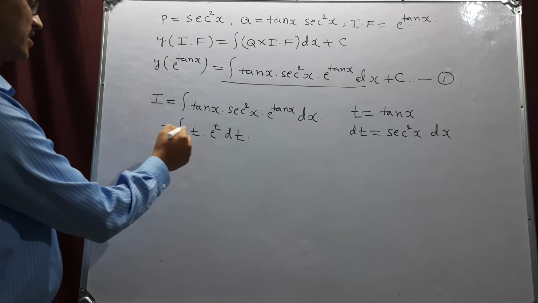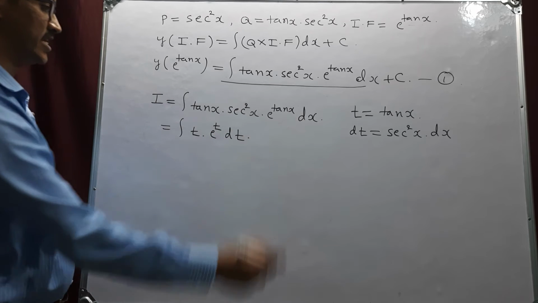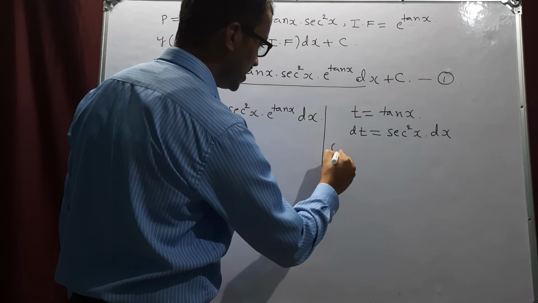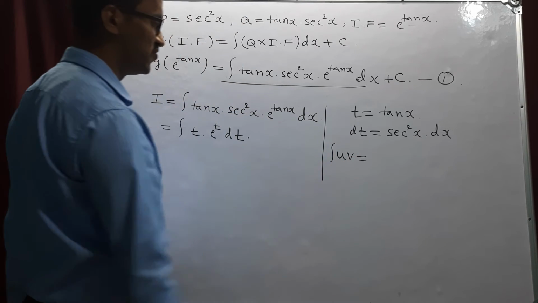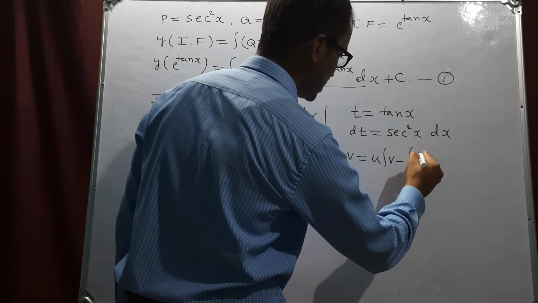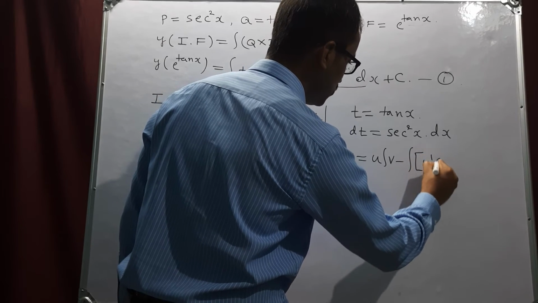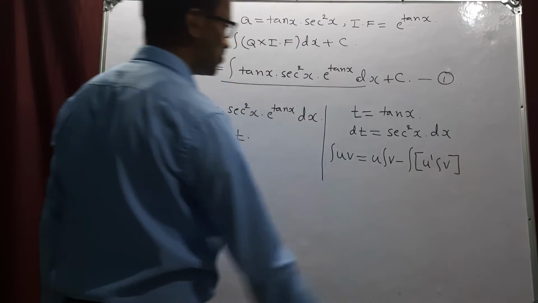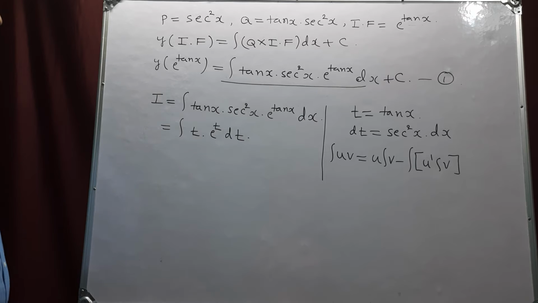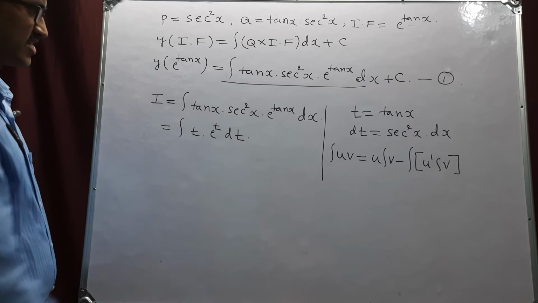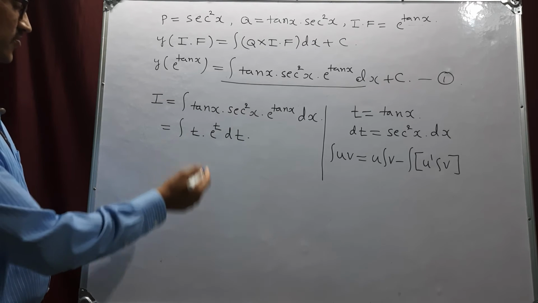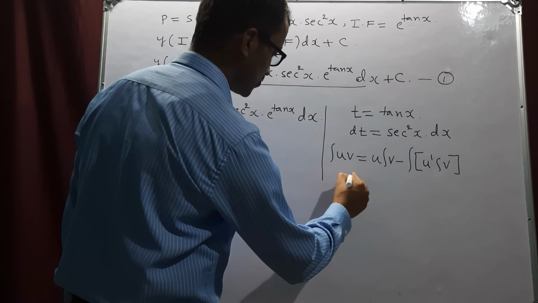So I have to integrate t into e power t dt. Again, I will use the rule integration by parts, that is integration of u into v is equal to u into integration of v minus integration of derivative of u into integration of v. This is integration by parts. So I have to take the function which vanishes after successive differentiation as u, another function as v. Or I can apply this rule also.